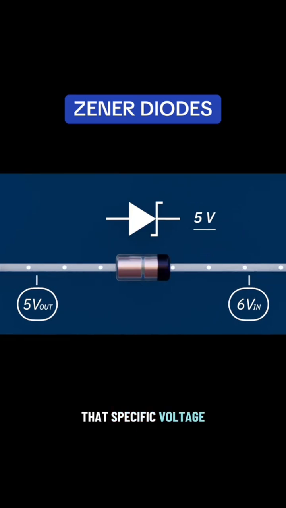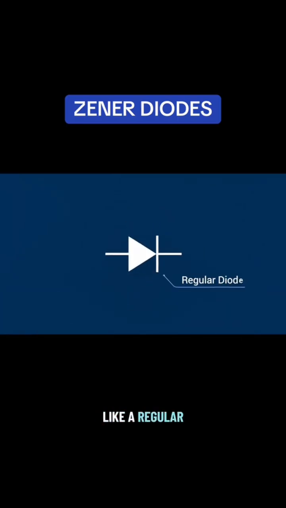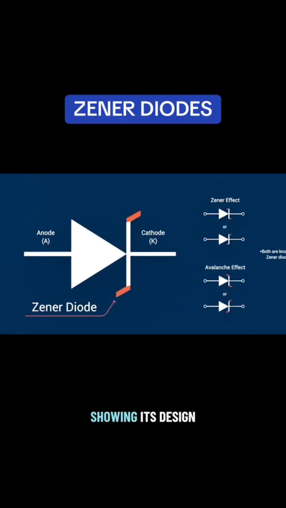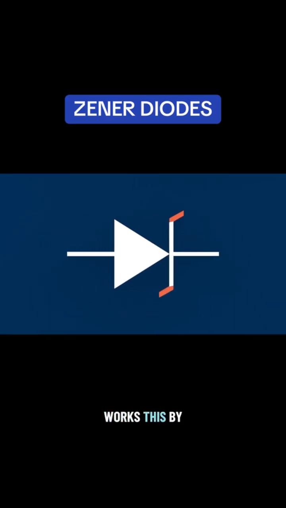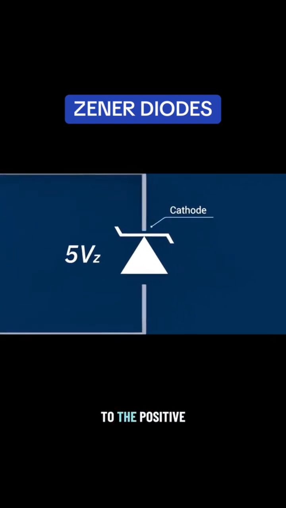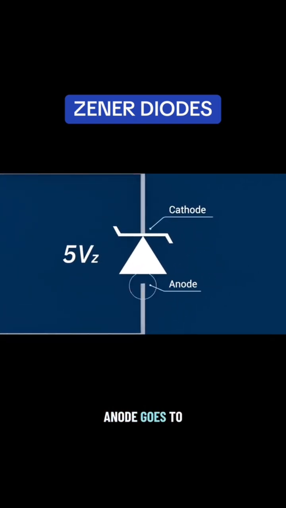That specific voltage is called the Zener voltage, and it's usually written as VZ. On schematics, a Zener diode looks like a regular diode, except the cathode line is kinked or angled, showing it's designed to regulate voltage in reverse bias. We can visualize how a Zener works by using a basic circuit. We have a voltage source and we connect a Zener diode in reverse bias. The cathode goes to the positive side and the anode goes to ground.